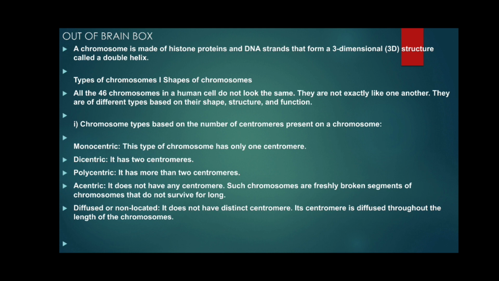Acentric chromosomes are the broken segments of chromosomes that do not survive for long. Sometimes chromosomes do not survive for a longer duration, so the broken parts of those chromosomes are known as acentric. Diffused or non-localized chromosomes don't have a distinct centromere, meaning the centromere is diffused throughout the length of the chromosome, not having an exact position. These are the diffused chromosomes.